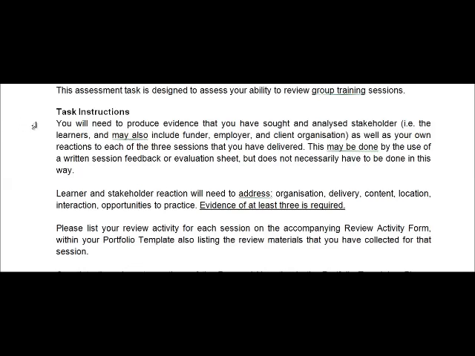So you'll need to produce evidence that you've sought and analysed stakeholder feedback. So when we talk about stakeholders, we're talking about the learners, but we also could be talking about the employer, we could be talking about the training organisation that you work for, could be talking about the learners' managers or manager, as well as your own reactions to each of those 3 sessions.